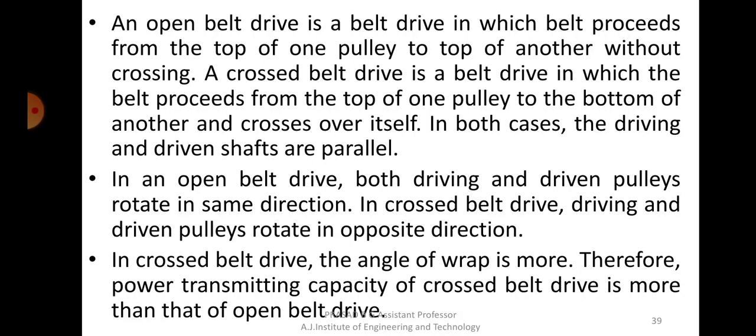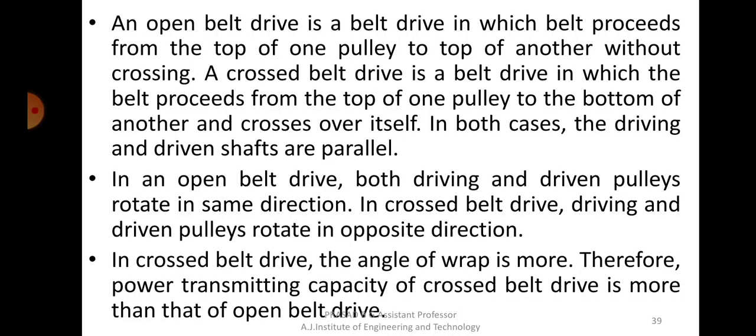Okay. Next, in cross belt drive, the angle of wrap is more. Right? You would have observed this also. In case of open belt drive, since it is connecting from top to top and then from bottom to bottom, and in case of cross belt drive, it is crossing over, right? It is coming from the bottom, it completely covers the driven pulley and then again comes on this side. So if you see, the angle of wrap is more.